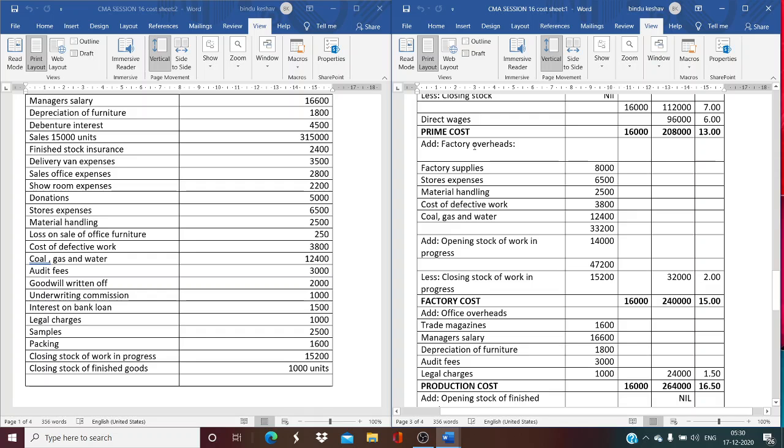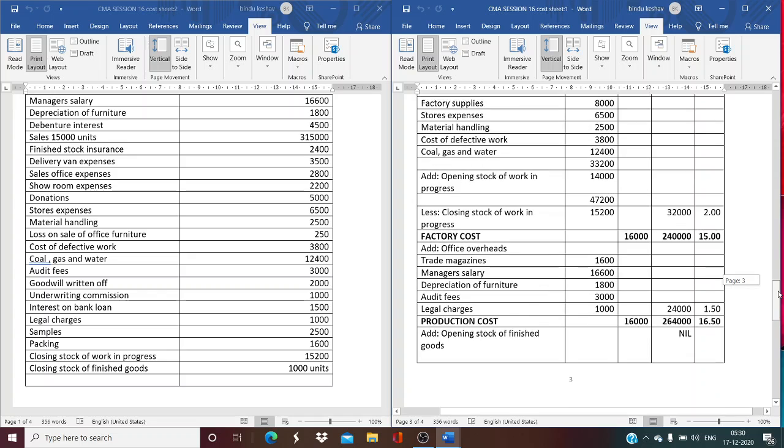So prime cost plus factory overheads gives the factory cost. So the factory cost is 2,40,000 divided by the number of units 16,000. The cost per unit is 15 rupees.